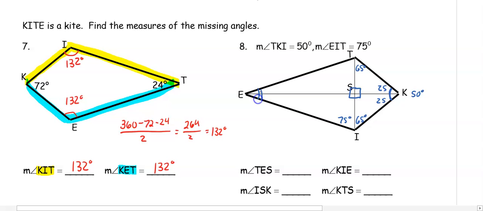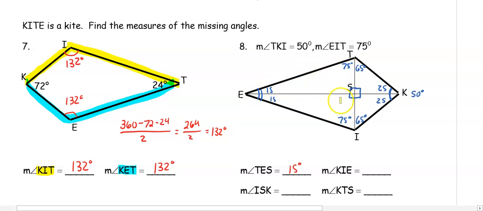I also know the longer diagonal bisected E. So if I do 180 minus 90 minus 75, both of those angles are 15, so this other missing angle must be 75. Because even though T and I are not bisected, the angles on the same side of the diagonal must be congruent. So the first angle we want to find is TES. So TES has an angle measure of 15 degrees.